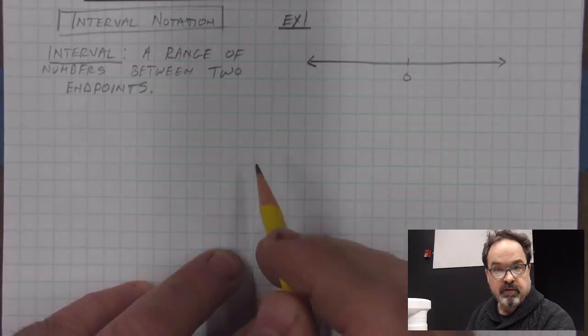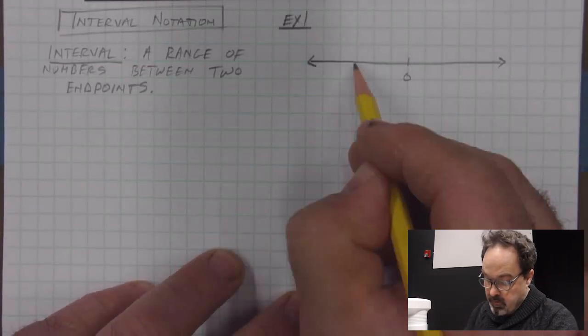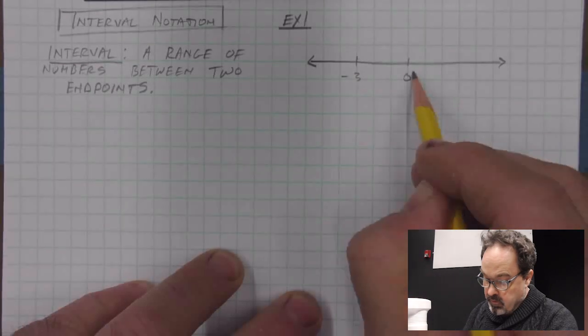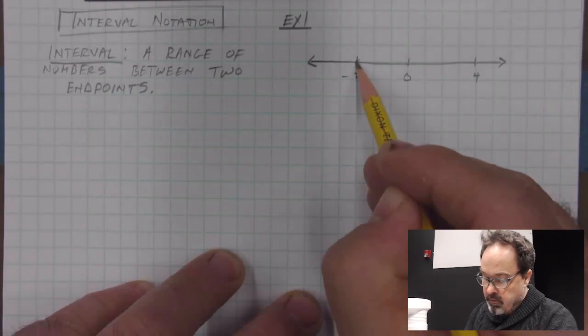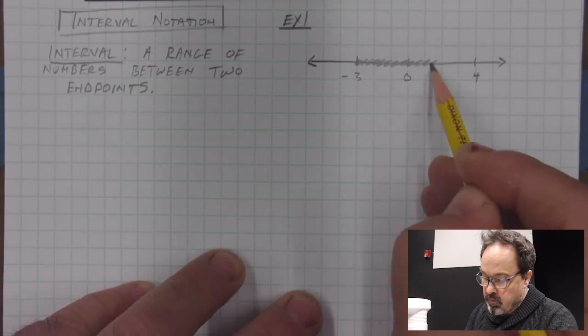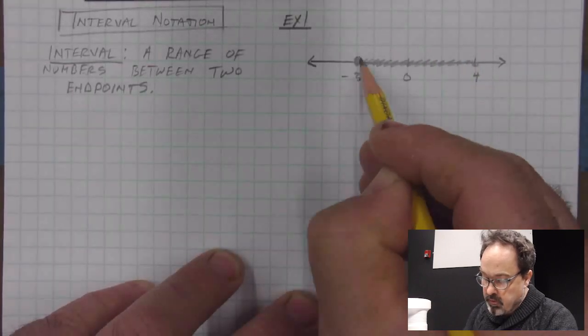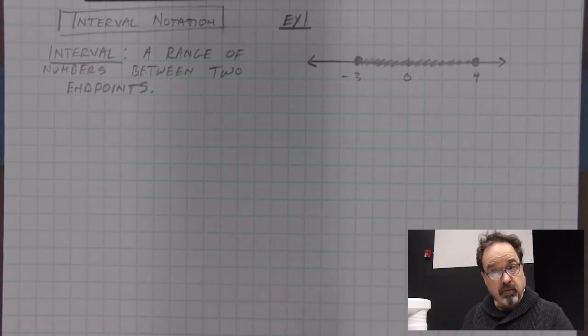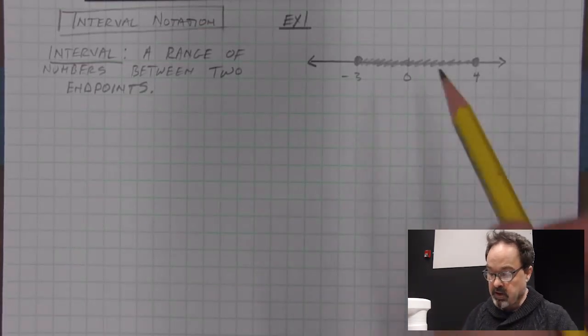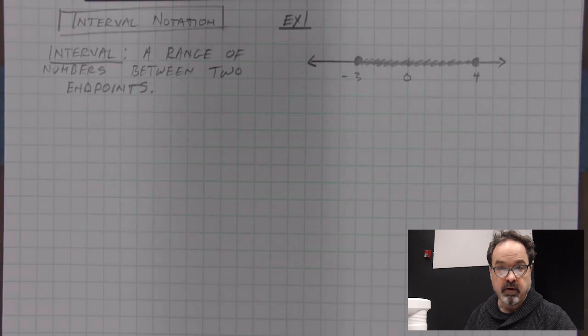We have the origin at 0 and a tick mark. We can give an example of an interval between the two endpoints, -3 and 4. And we'll put closed dots at -3 and 4 because those two endpoints are included in the interval that's graphed here. This is a graph of an interval.